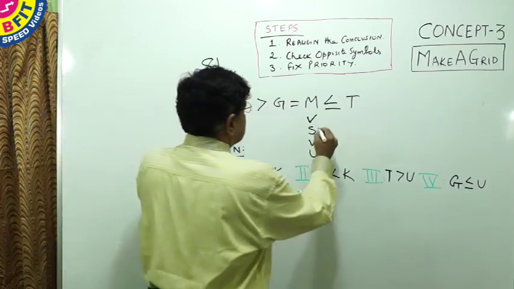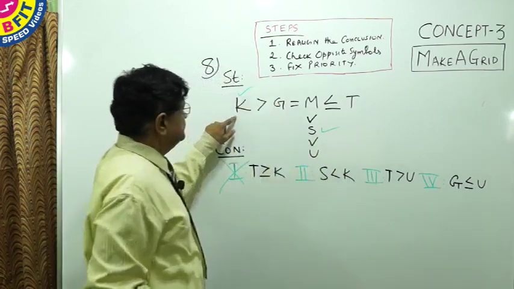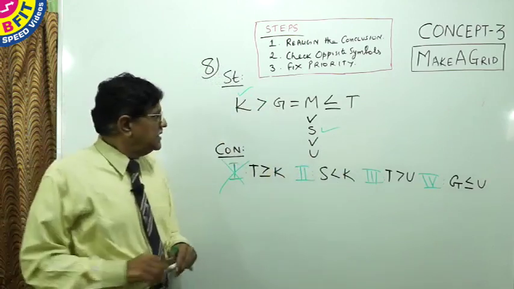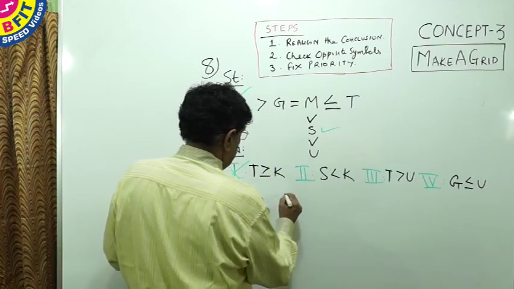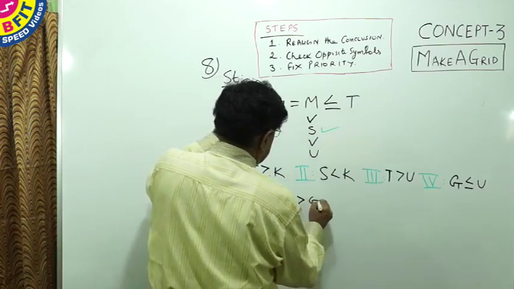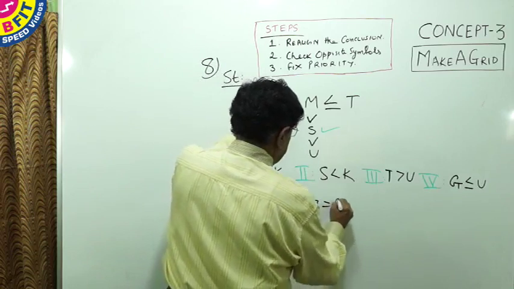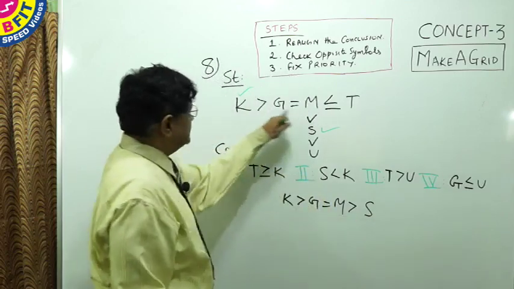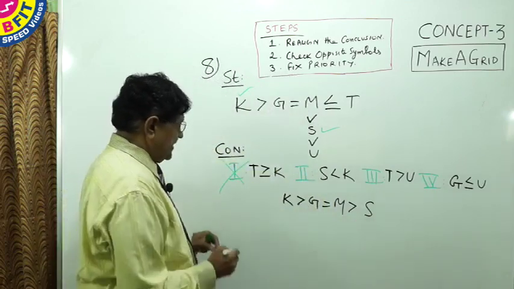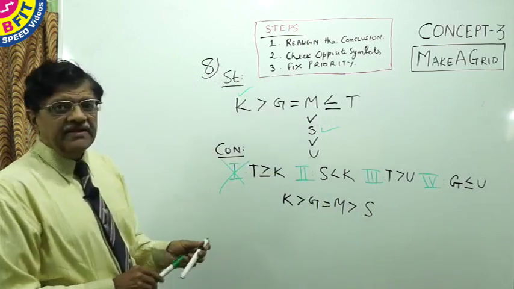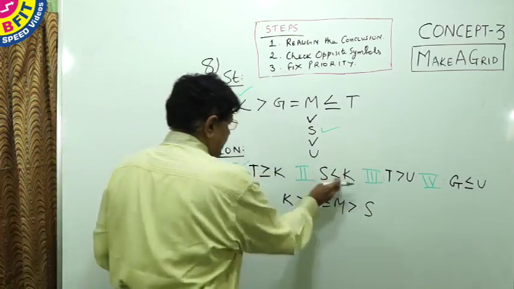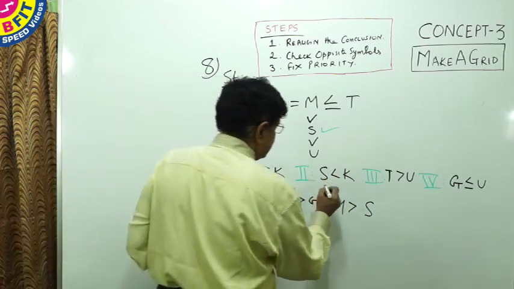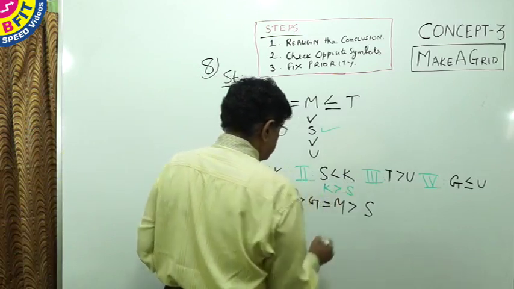Where is S? S is here, K is here. Again we have to write a combined statement. The combined statement is K greater than G is equal to M is greater than S. So I have combined this statement and written. And if you look at the elements, here S and K is there, here K and S. Therefore the conclusion has to be realigned. So K is greater than S. That is what we have to verify.